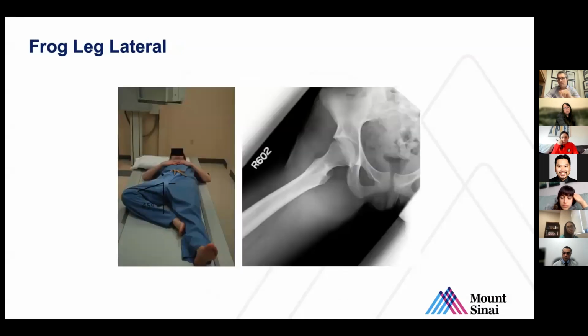Rob, sorry. Oh yeah, okay. No, I was going to say, would you take the cross table lateral or frog leg lateral when measuring alpha? I usually go with the frog leg. Yeah, I go with the frog leg.